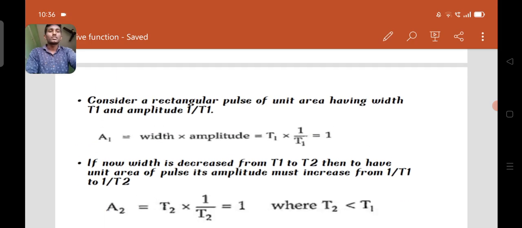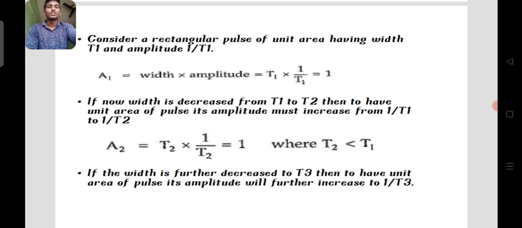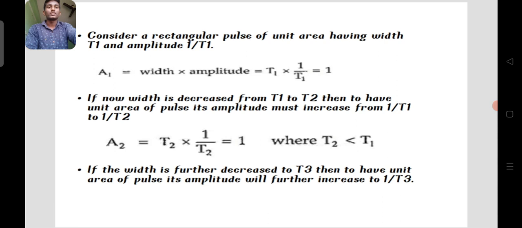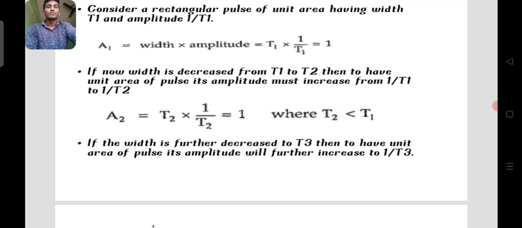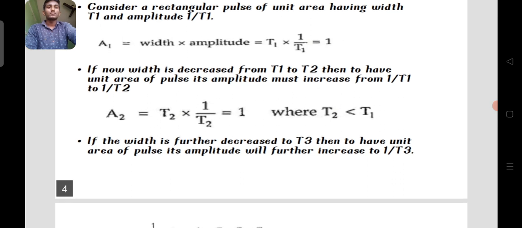Consider a rectangular pulse of unit area having width t1 and amplitude 1 by t1. Then area equals width into amplitude, so it is t1 into 1 by t1, which is unity. Now if the width is decreased from t1 to t2, then to have unit area of the pulse, its amplitude must increase from 1 by t1 to 1 by t2.